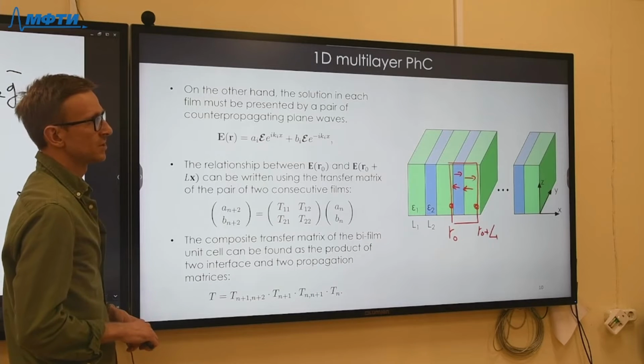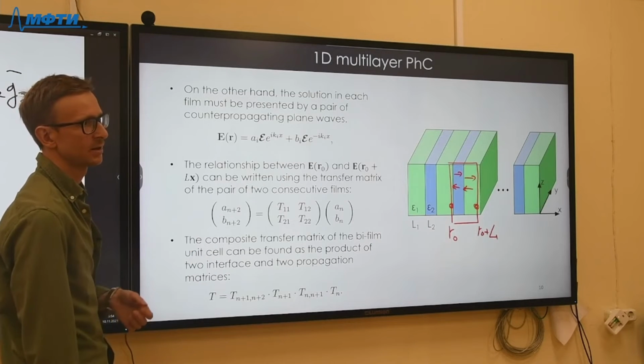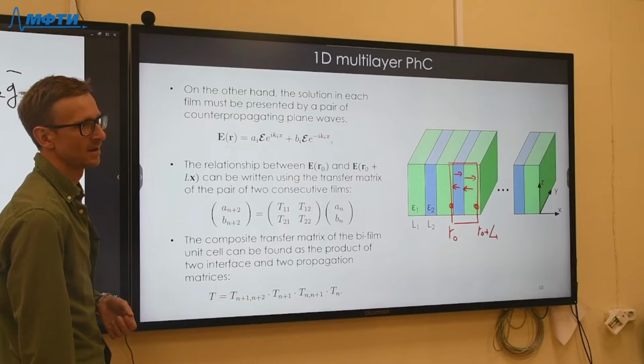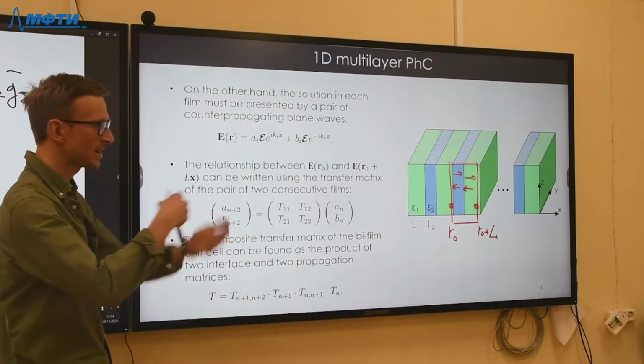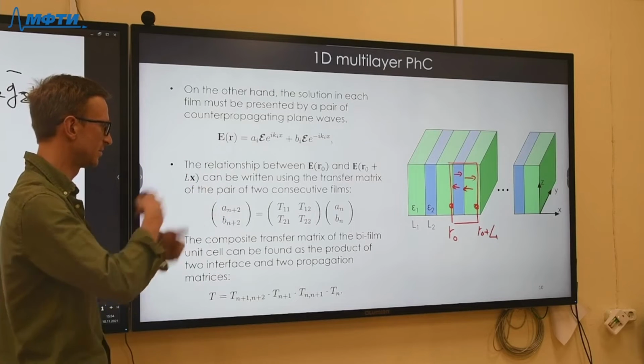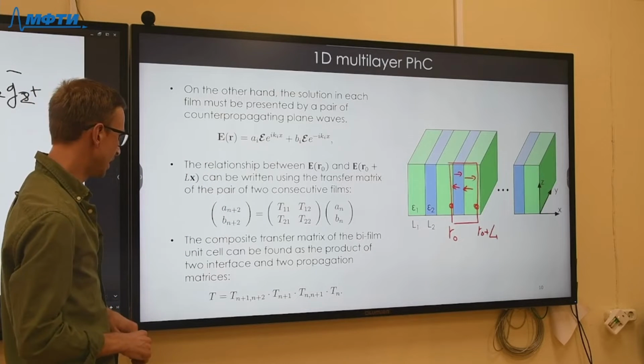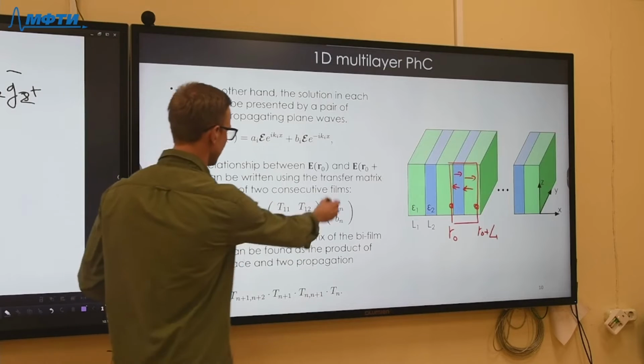It is associative. It is not. Georgi, help me. Yes. You can't replace matrices. You can't flip them. And this will be our total transfer matrix.